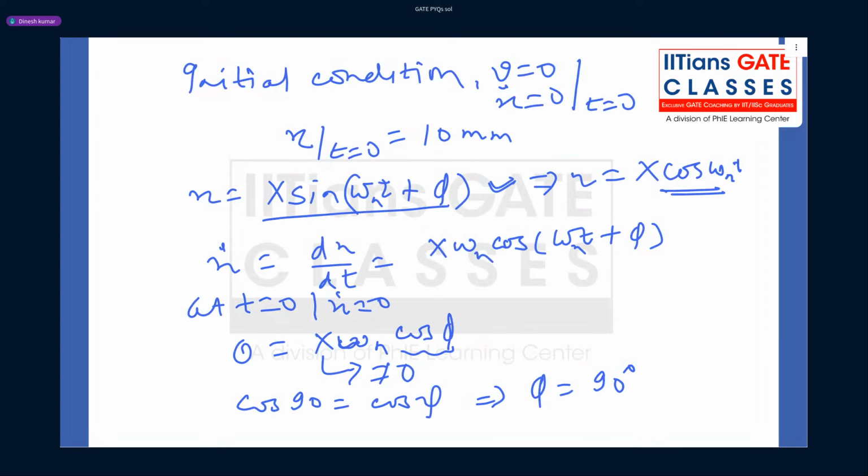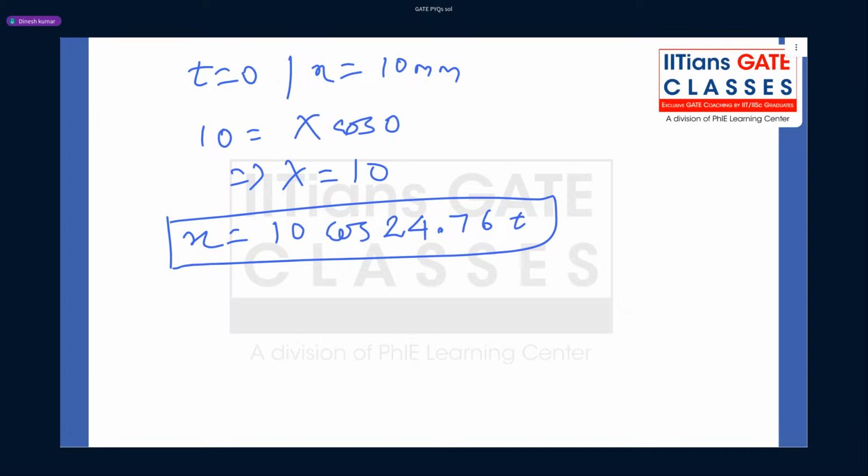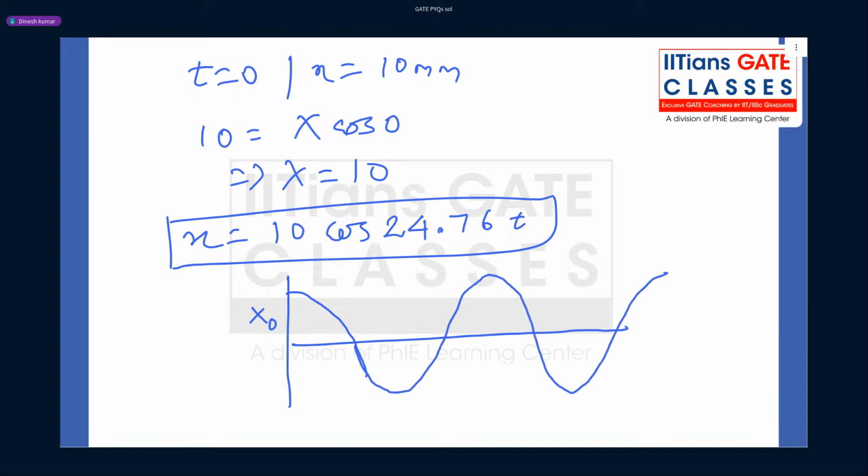What does it mean? If you draw your solution diagram, it will look like this. You can see at t equal to 0, you have initial displacement x naught, which is the amplitude of the vibration, and it's a case of free vibration, so there will be no amplitude decay.